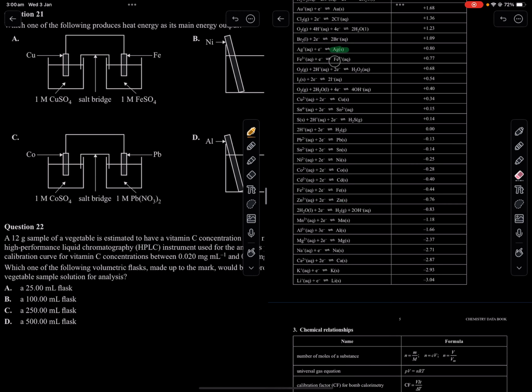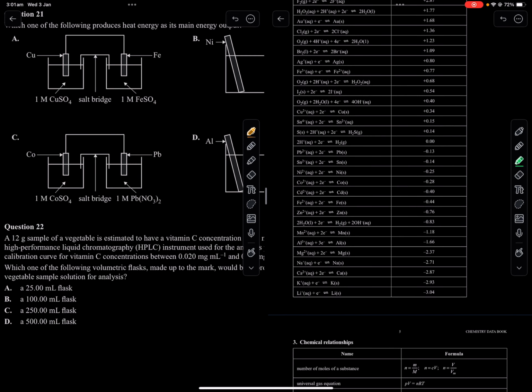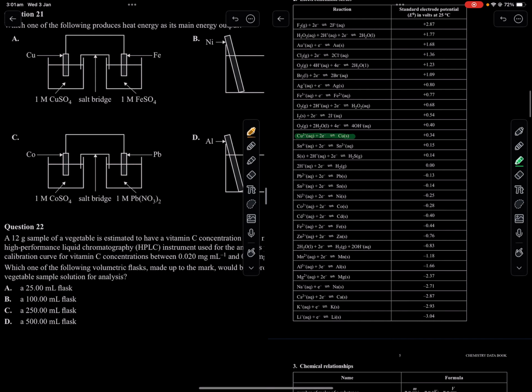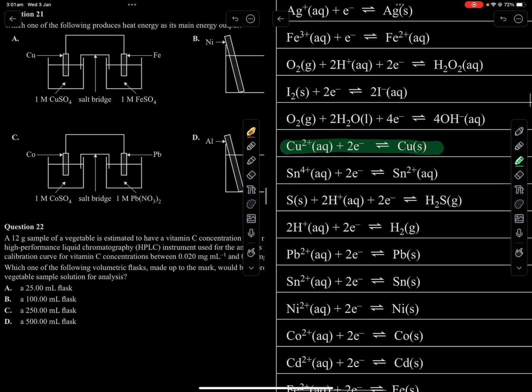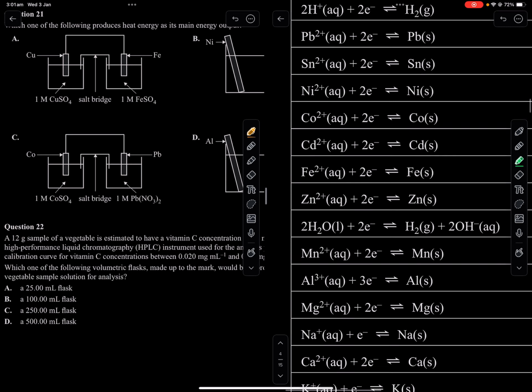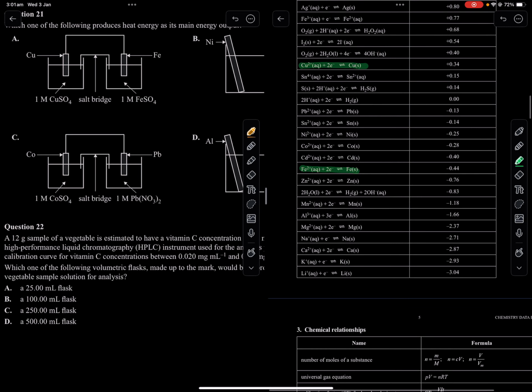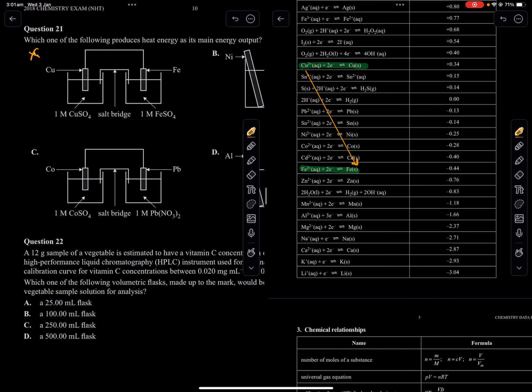Let's try the first one, A. So we have copper. Where is copper? Copper's right over here. Beautiful. And iron. So Fe, which is this one. There is going to be a reaction between them. So it's going to be copper 2+. It forms copper solid. And so there is going to be a spontaneous reaction. And if there is a spontaneous reaction, we know that chemical energy is being converted to electrical energy. So the main output of this is going to be electrical energy. So A wouldn't be the best here in this case.